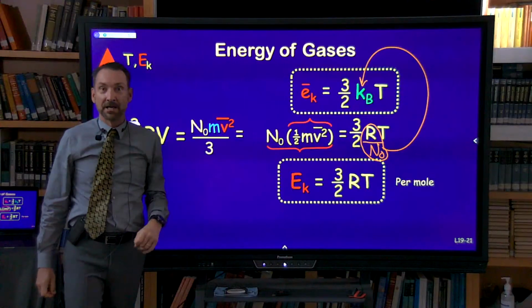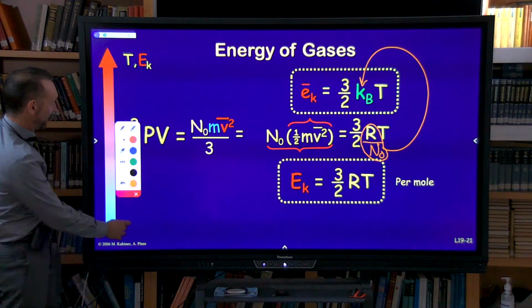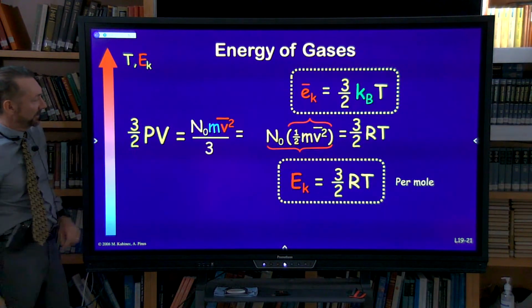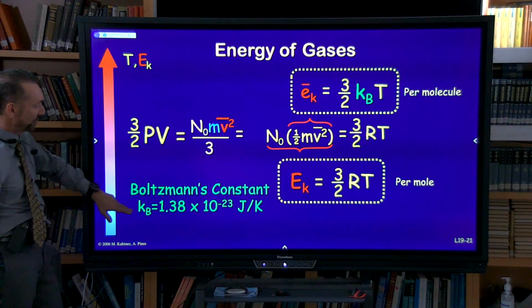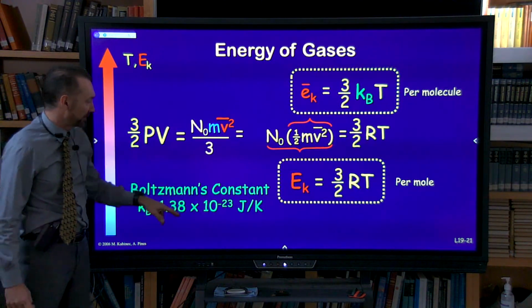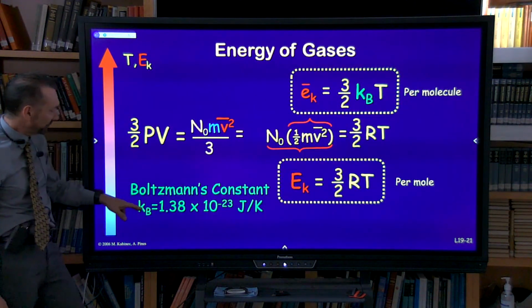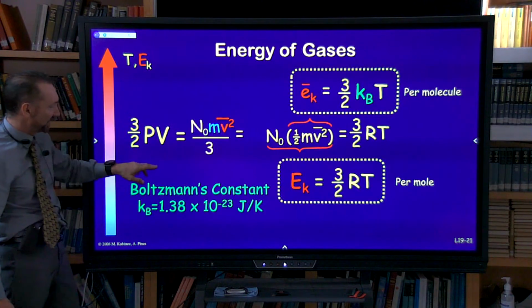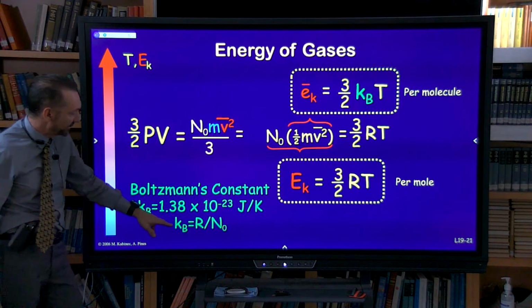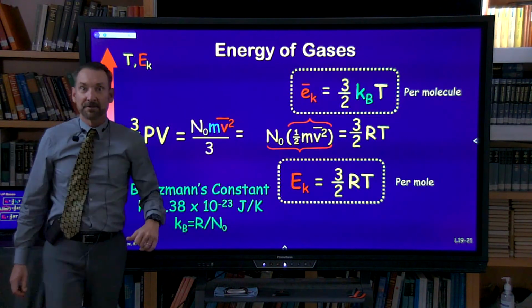R divided by Avogadro's number. So we'll just write that down. The value of the Boltzmann constant is this ridiculously small number. And it's called Boltzmann's constant. We've seen it before. And it is the gas constant divided by Avogadro's number.